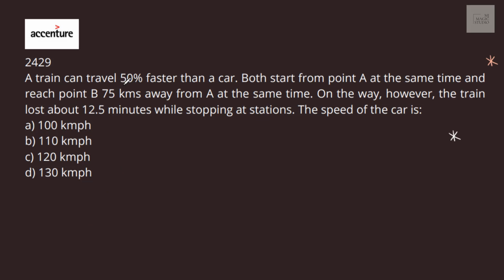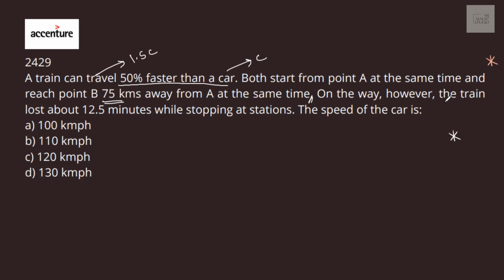A train can travel 50% faster than the car. So the speed of the car is c, then the speed of the train is 1.5c. Both start from point A at the same time and reach point B, which is 75 kilometers away from A, at the same time. Okay.